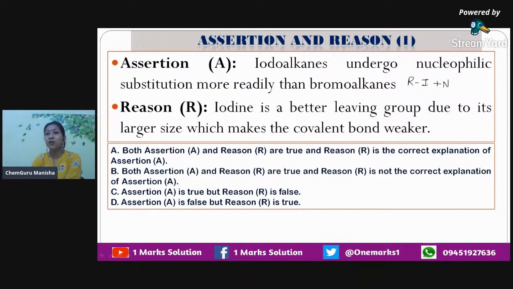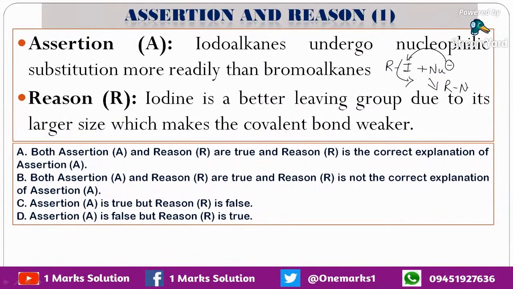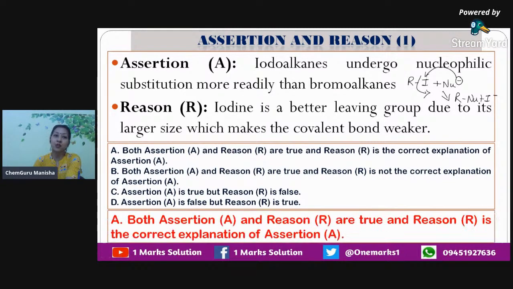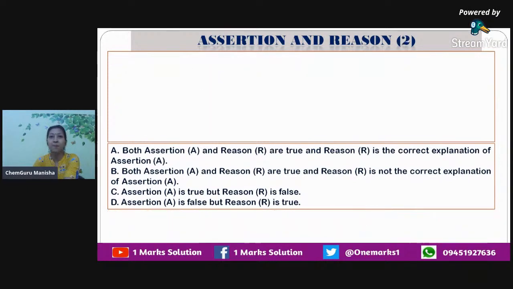Whenever there is a nucleophilic attack happening, it comes and attacks, the species has to go away, and you get something like RNu and iodine goes out. So, if the halogen is a very good leaving group, it is a very feasible reaction. And that's what happens with iodoalkanes. Iodoalkanes have iodine, which is a better leaving group. So, here the answer has to be assertion true, and reason is a correct explanation for assertion as well.